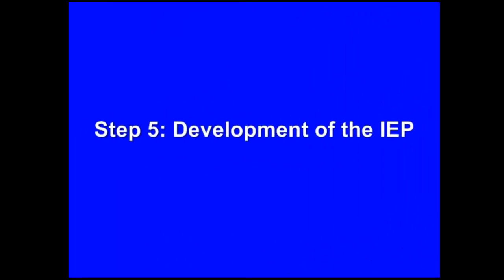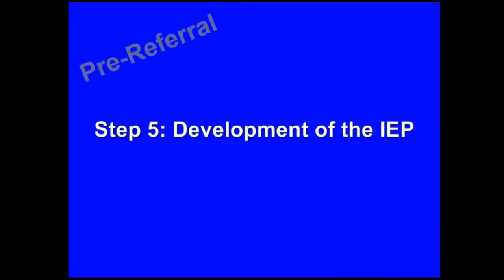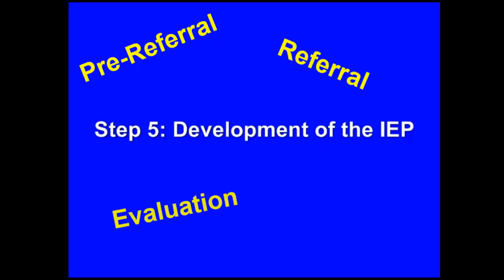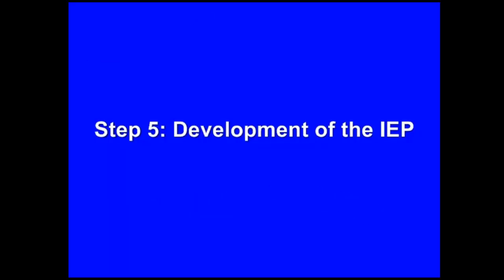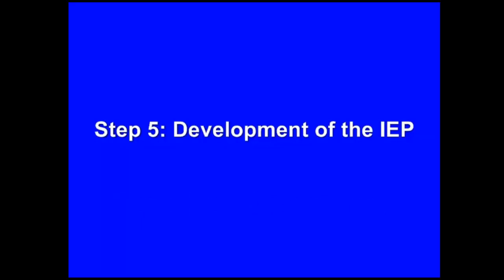Now we're ready for step 5, which is the development of the IEP. After thorough completion of the pre-referral, referral, evaluation, and eligibility steps of the IEP process, it's time to develop the actual IEP and a transition component of the IEP for those students with disabilities who are 16 years or older. For those students who qualify for special education, this step requires that parents and the IEP team make decisions about appropriate education, services, and placement. The assessment results are used to help make these decisions.